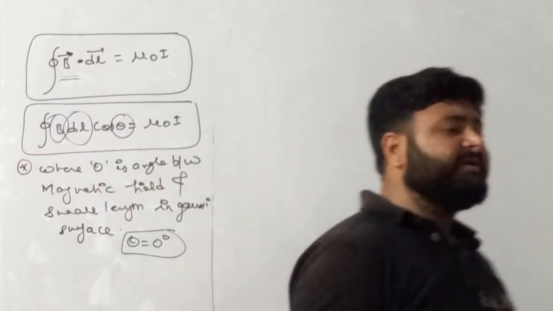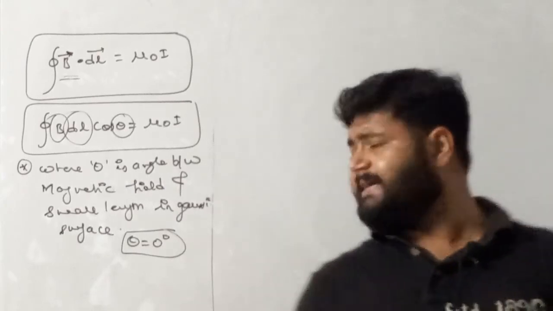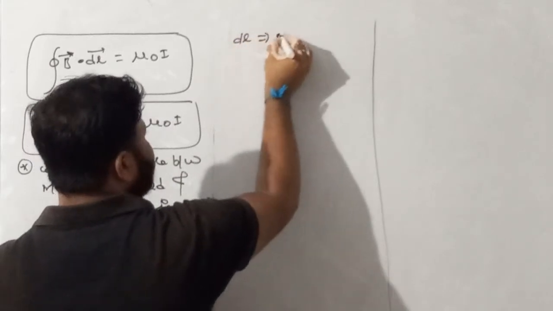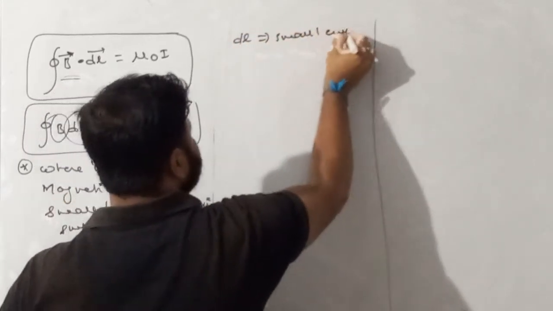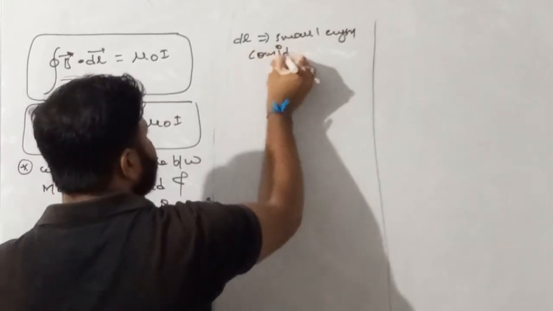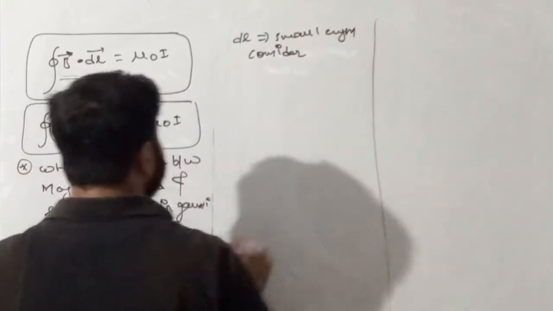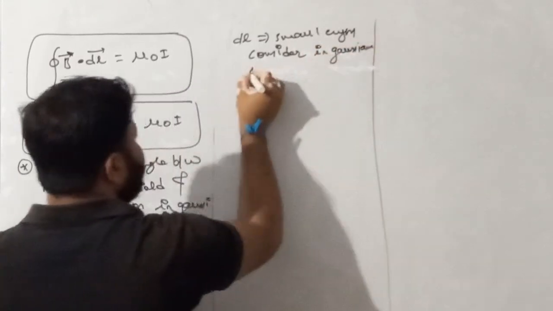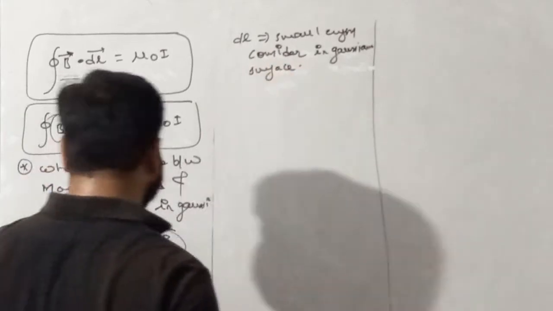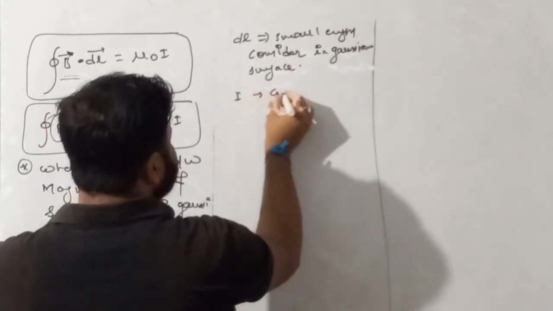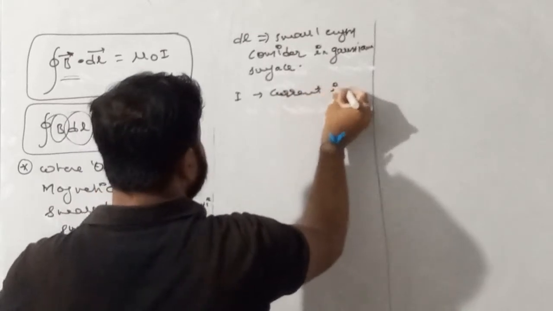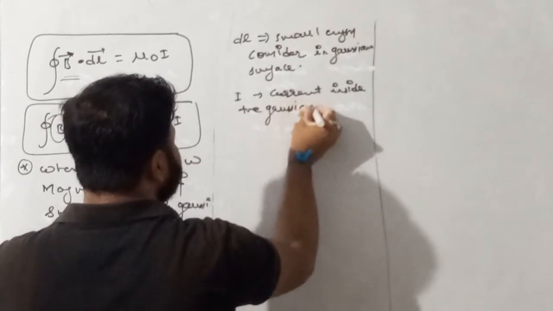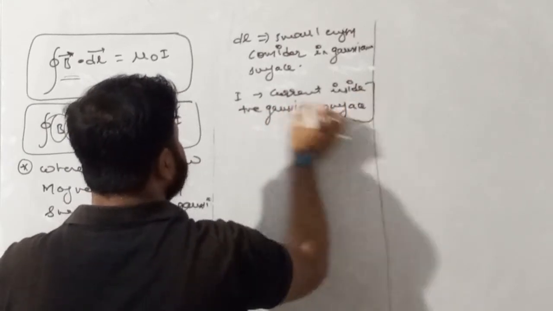So please write down: first, dl is the small length considered in the Gaussian surface. Second, I is the current inside the Gaussian surface.